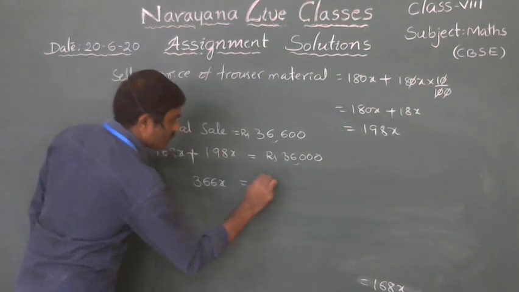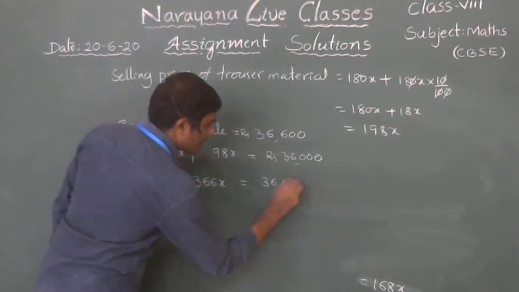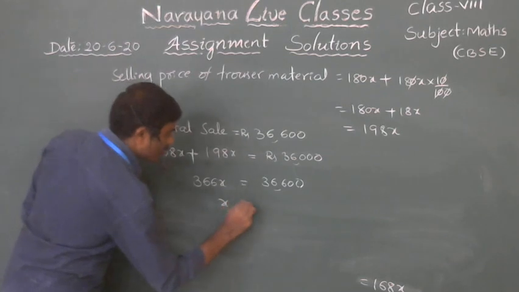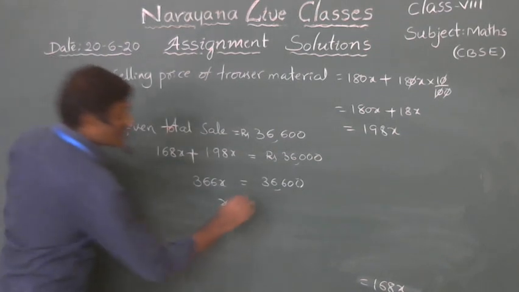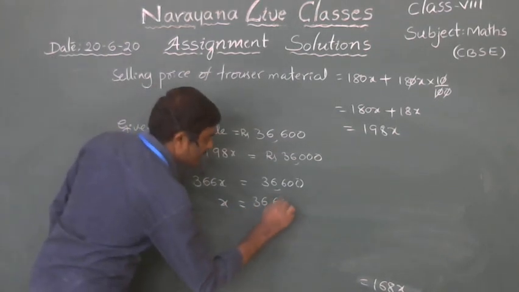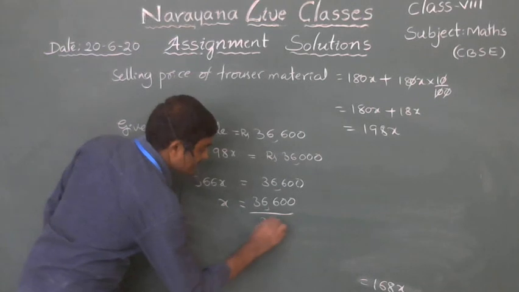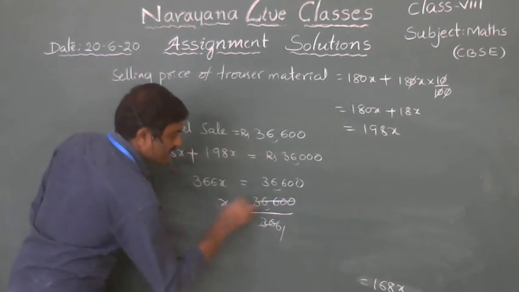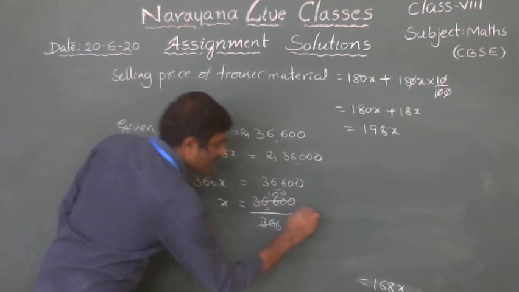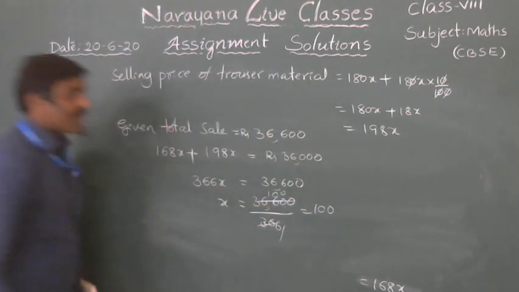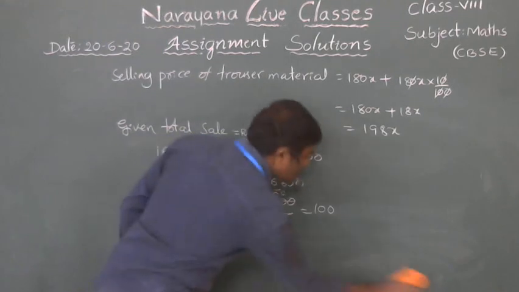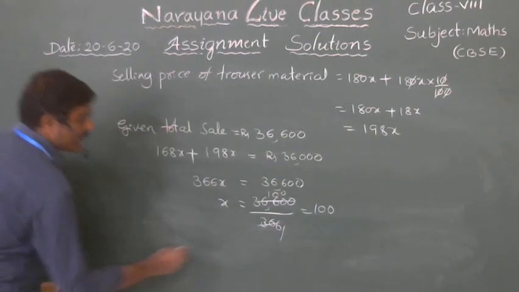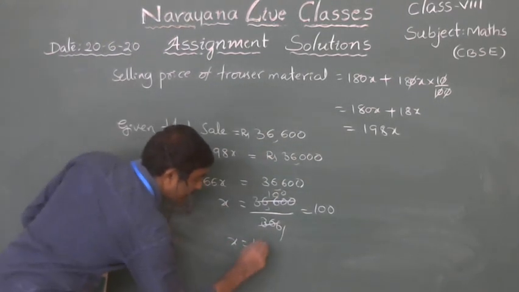366x is equal to 36,600. Then 366 is multiplied with x. After transferring to the right side, it will be divided. So 36,600 by 366, that is 100. So the x value I got is 100. X is what we are required to find. Therefore x is equal to 100.